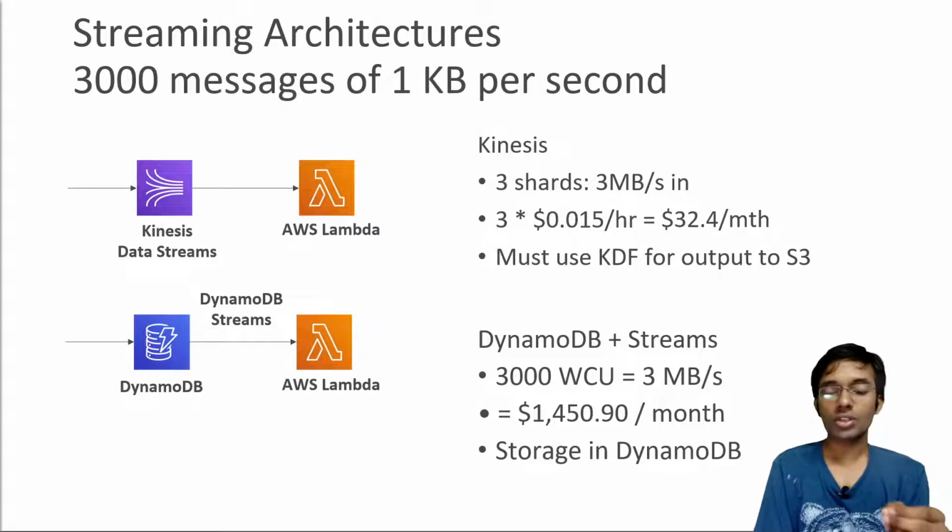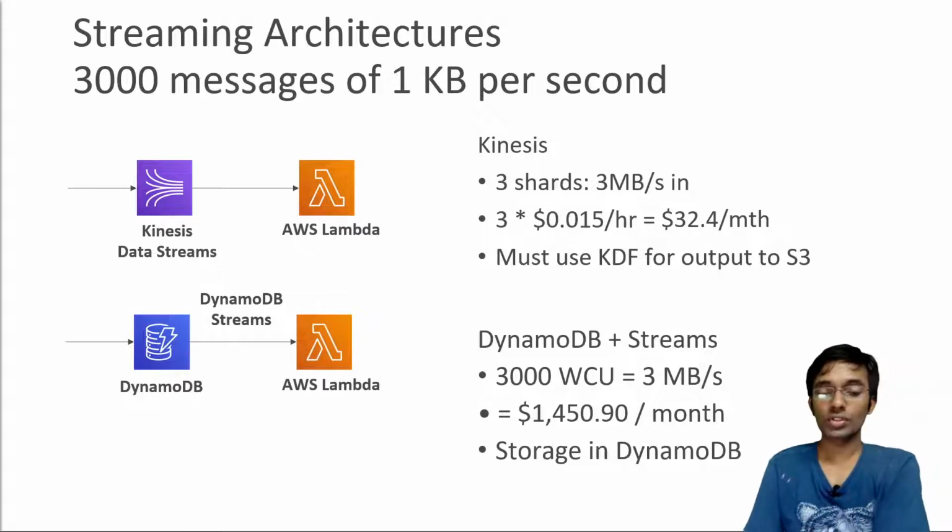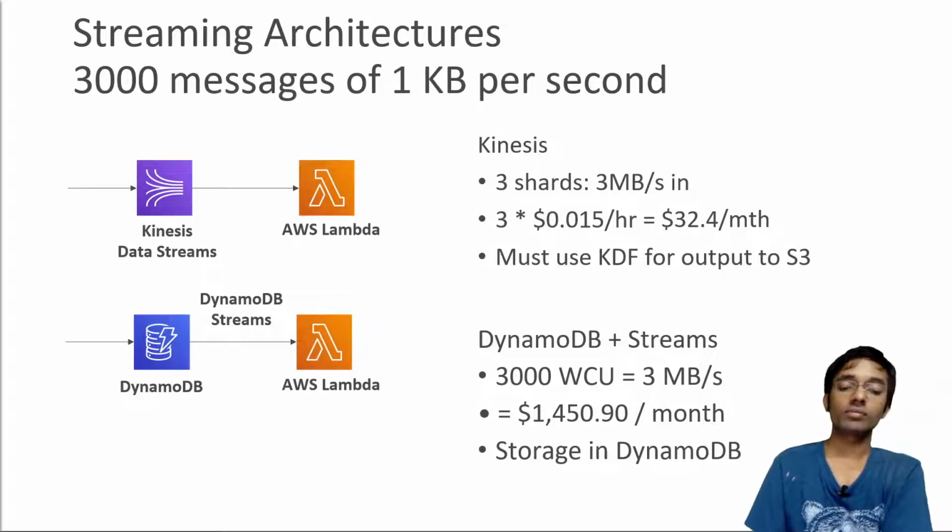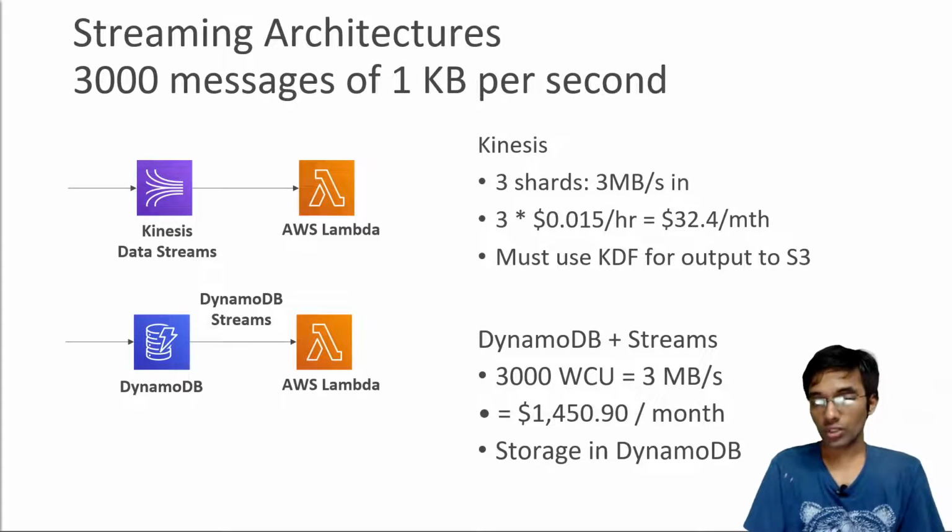And next we look at DynamoDB Streams. We need to have 3,000 writes of 1 kilobyte per second. If you remember, that's 3,000 WCU, write capacity units, and that gives you 3 megabytes per second. Now if you do a comparison of how much that would cost, this costs you about 1,450 US dollars per month. So you should consider which one is more financially economical. Just for the DynamoDB table, the good thing is that yes, we do get storage in DynamoDB, so the data can be stored long term there, but the streaming aspect of things is extremely expensive.